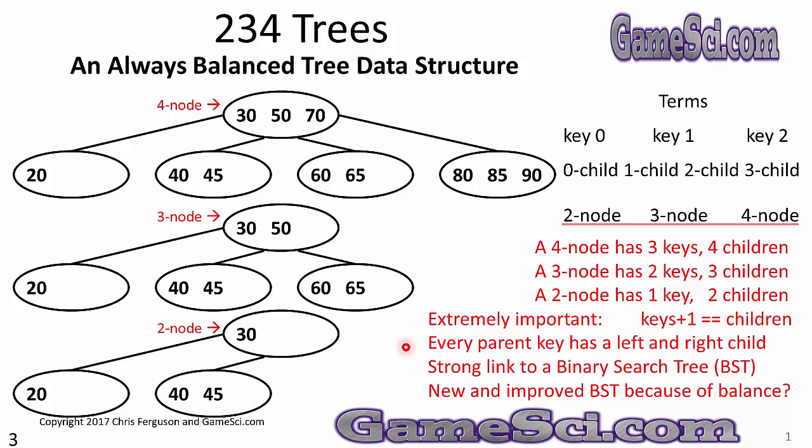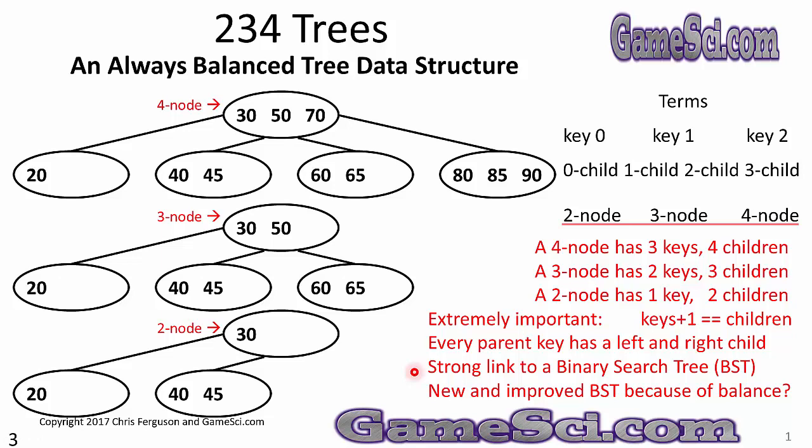Every parent key has a left and right child. If you look at it closely, every parent key has a left and right child. What do I mean by that? 50 has a left child here and a right child there. 30 has a left child here and a right child there. 70 has a left child here and a right child there.